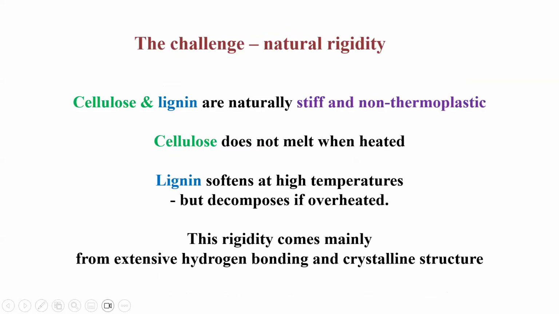Okay, but there's a challenge to use biomass, and that's the natural rigidity. So cellulose and lignin are naturally very stiff and non-thermoplastic. Cellulose doesn't melt when it is heated, and lignin softens at high temperature, but then it immediately decomposes if overheated. And this rigidity comes mainly from extensive hydrogen bonding and the crystalline structure.